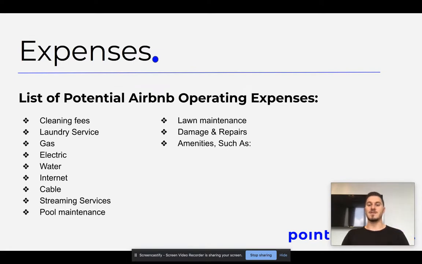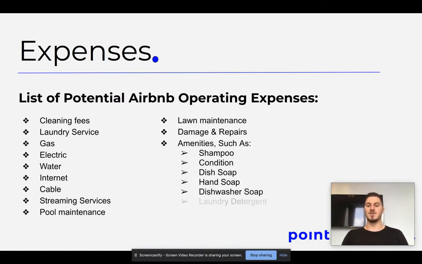But here's a list of all the amenities that I personally have to spend on, right? So we have shampoo, conditioner, dish soap, hand soap, dishwasher soap, a bunch of different soaps, laundry detergent, and cooking essentials, right? Cooking essentials, salt, pepper, olive oil, butter, things like that. People expect those things to be there. And on average, I'm spending about $100 per unit per month on these amenities. So I have to calculate that, because otherwise I'm going to be missing a huge chunk of what I'm spending, right? So do the research on that.